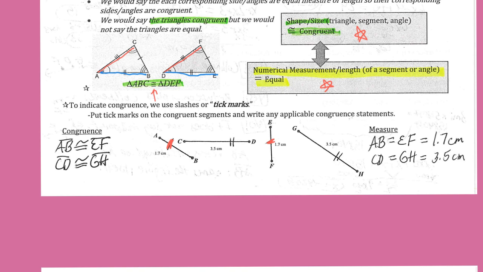But if you're talking about their measurement, okay, you say the length or the measure of CD equals the length or measure of GH, and they both equal 3.5. So we're going to grow in that concept. Okay.